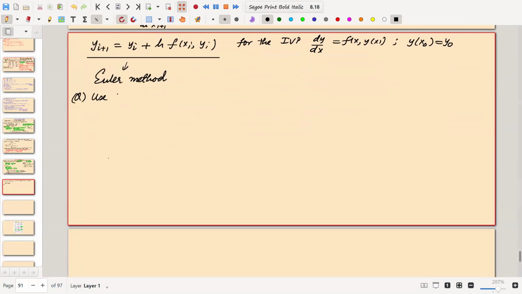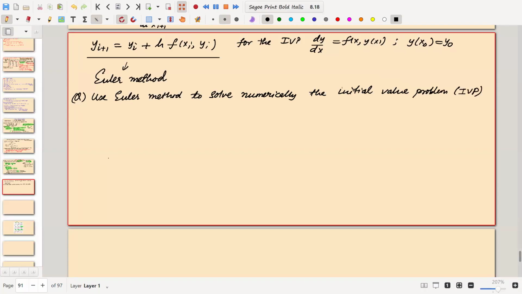Use Euler method to solve numerically the initial value problem. You can only use Euler method in an initial value problem. In any other case, Euler method is not applicable.